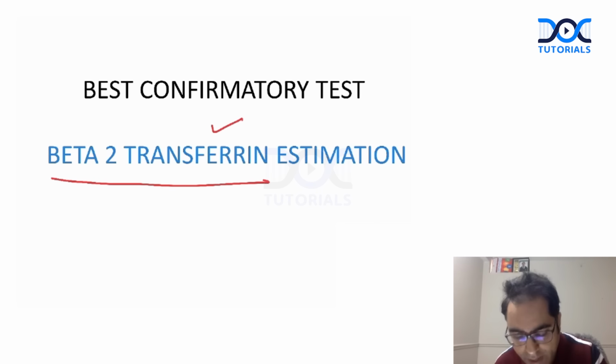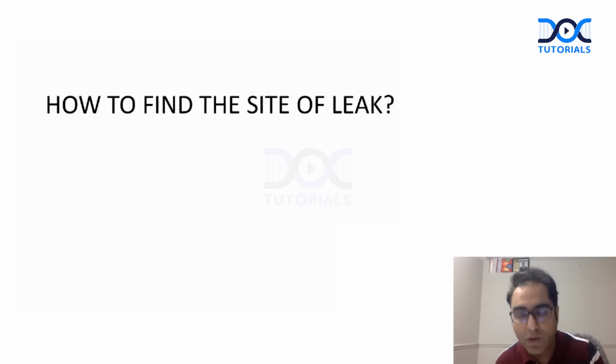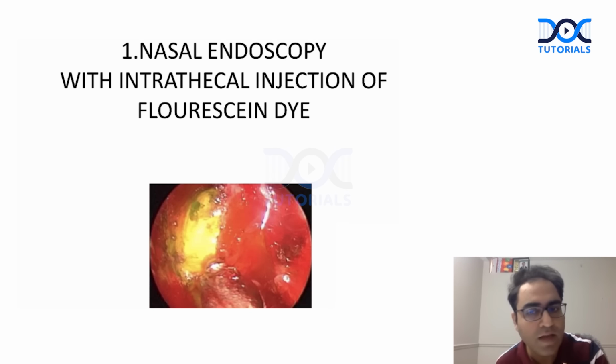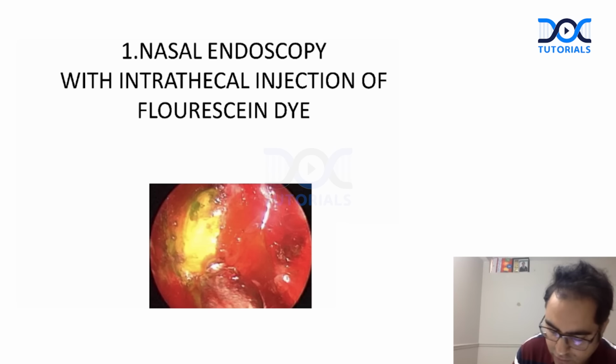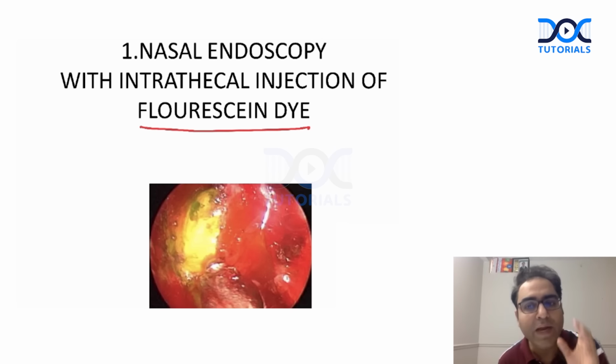Now, how to find the site of leak? You can do nasal endoscopy, of course. But you cannot see CSF because CSF is transparent, like water. So before you do endoscopy, you can inject a dye through lumbar puncture. The name of the dye is fluorescent dye. First you give an intrathecal lumbar puncture injection of fluorescent dye, followed by nasal endoscopy. This dye will give a green color to the CSF. It is easy to see on the endoscopy.